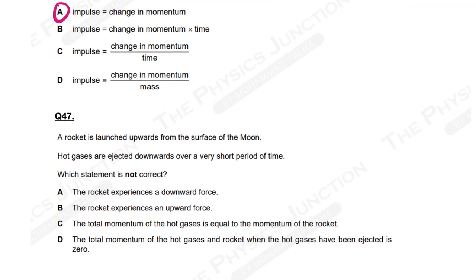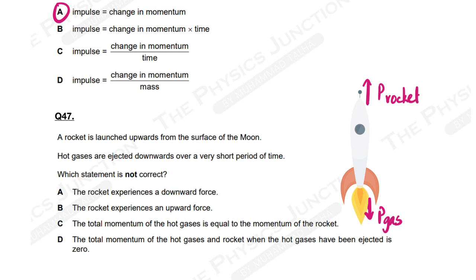47. This is a good question because this is theoretically a very involved sort of question. A rocket is launched upwards from the surface of the moon. Hot gases are ejected downwards over a very short period of time. Which statement is not correct? So right now there is this rocket which is going up. Hot gases are ejected downwards. So these are the gases. So this is the momentum of the gas. And what will be asked in this question is some relation with the momentum of the rocket.